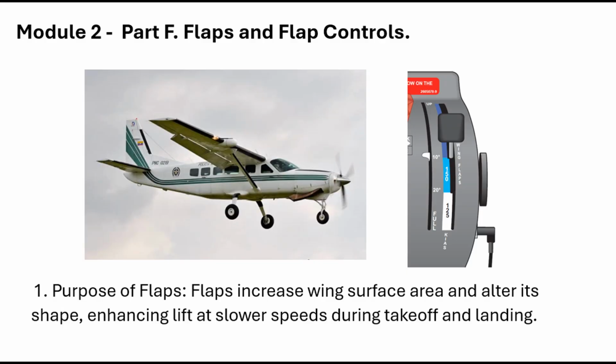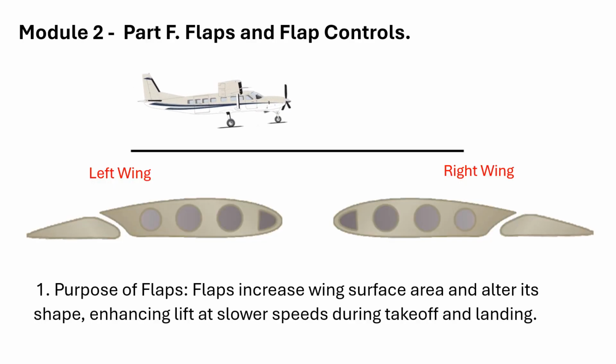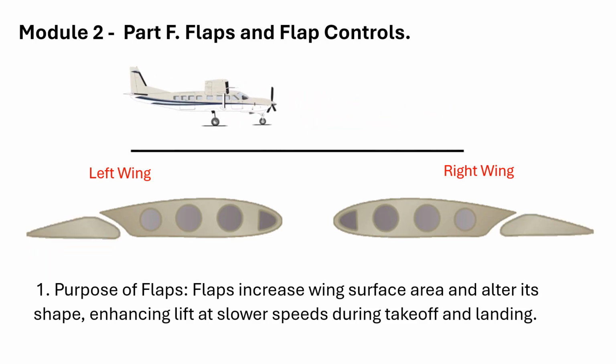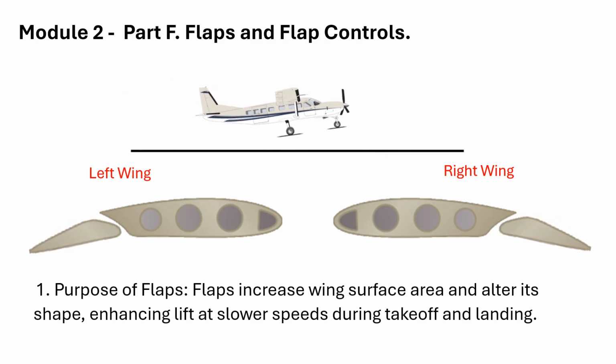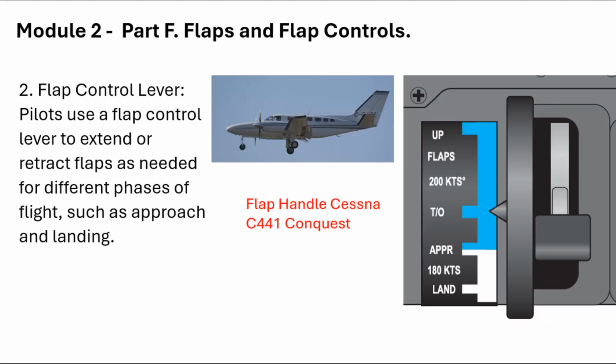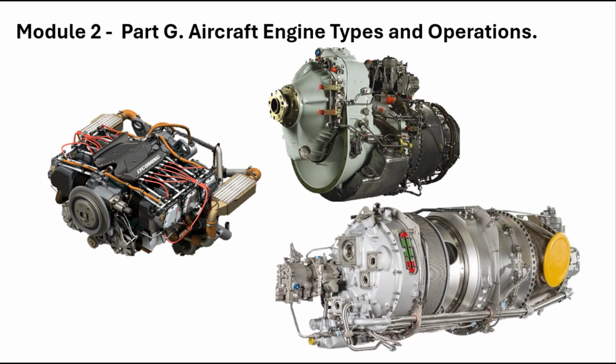Part F. Flaps and flap controls. 1. Purpose of flaps. Flaps increase wing surface area and alter its shape, enhancing lift at slower speeds during takeoff and landing. 2. Flap control lever. Pilots use a flap control lever to extend or retract flaps as needed for different phases of flight, such as approach and landing.